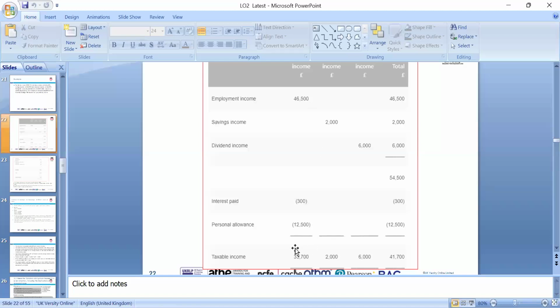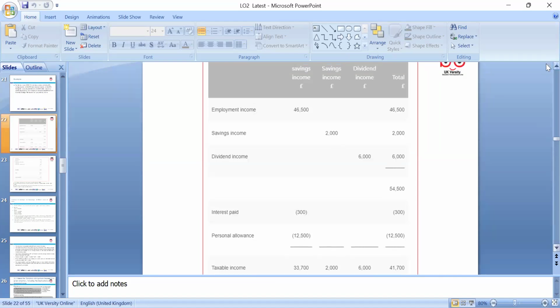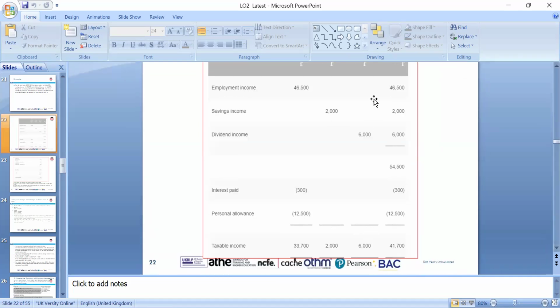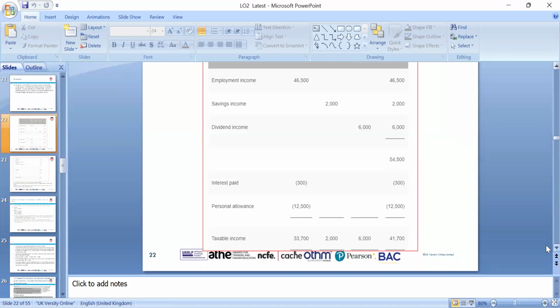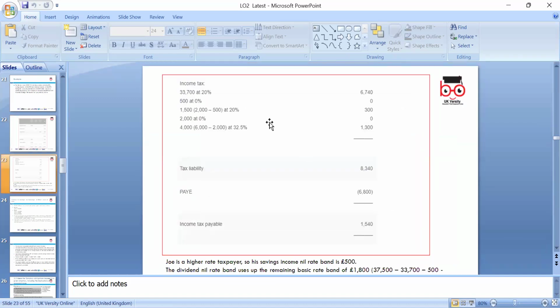Now if we minus that, our income left from non-saving is 33,700. Then we have 2,000 saving income, so first 2,000, and then we have a 6,000 dividend. Total income is 41,700 after personal allowance. Now if we calculate the tax at 20%, previously the 33,700 will be at 20%, and then for the remaining we calculate the rate accordingly.